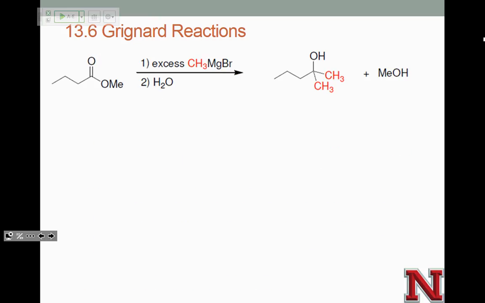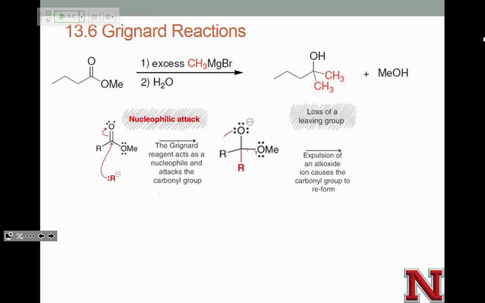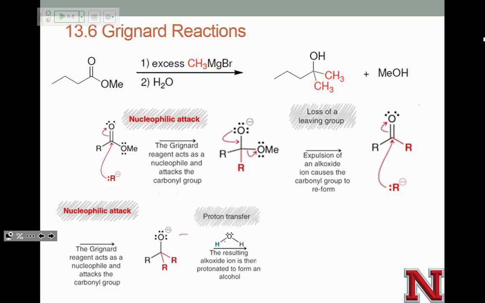So you might think, and this is just a mechanism I drew on the board. You could go through that. Remember, the protonation doesn't happen till the end.